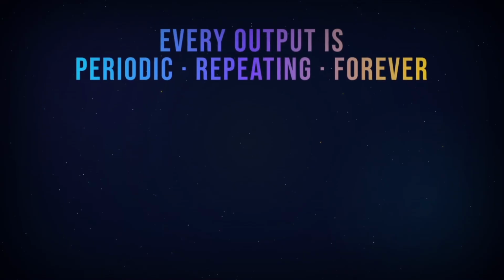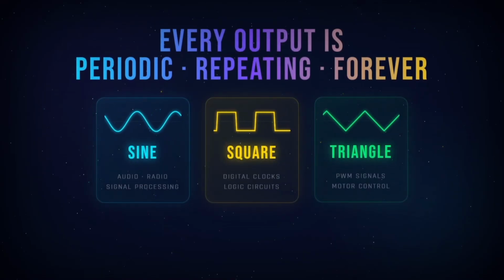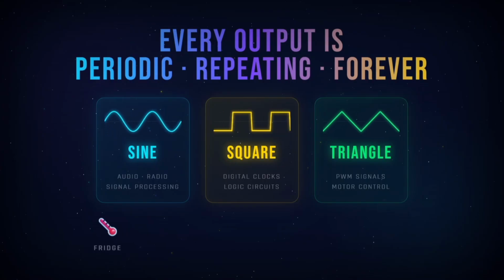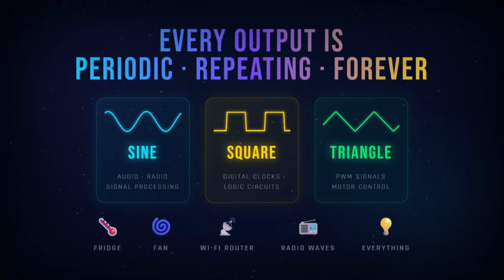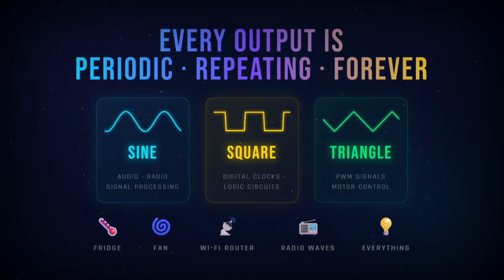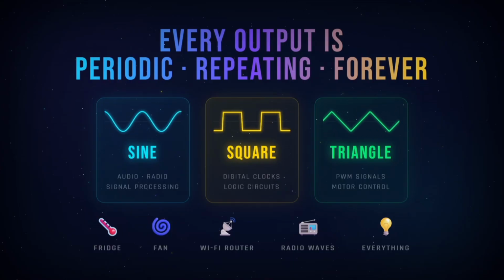The signal it produces can be a smooth sine wave, a sharp square wave, or a jagged triangle wave, depending on the type of oscillator. But in all cases, the output is periodic. It repeats over and over, forever, as long as power is supplied.